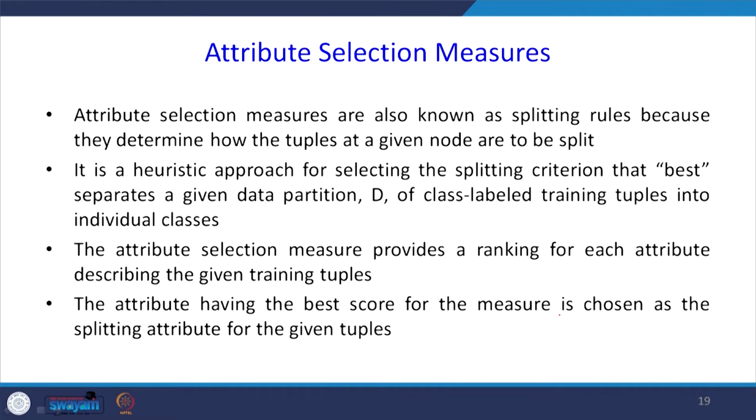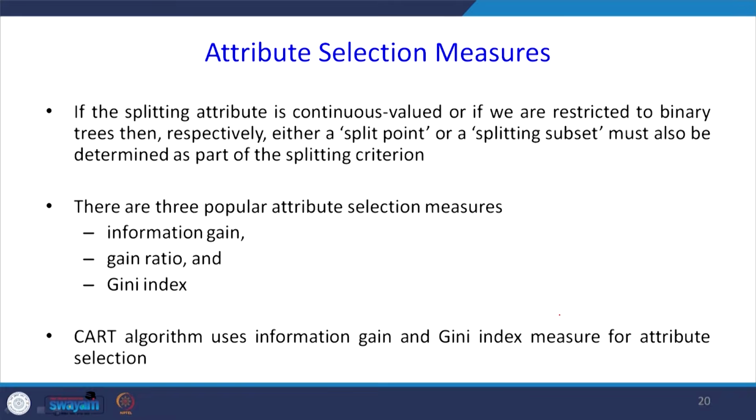The attribute selection measure provides a ranking for each attribute describing the given training tuples. The attribute having the best score for the measure is chosen as the splitting attribute for the given tuples. If the splitting attribute is continuous valued, or if you are restricted to binary trees, then respectively either a split point or split subset must also be determined as part of the splitting criterion.